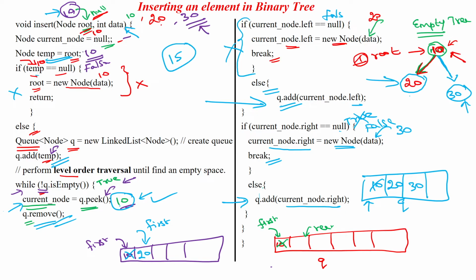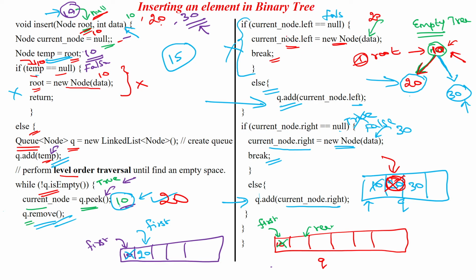Now again we are checking whether the queue is empty or not empty. Here the while loop is available. Still the queue is not empty. So when it is not empty, we are assigning. The next peek is 20, so 20 is assigned to current_node. Then that is removed from the queue.